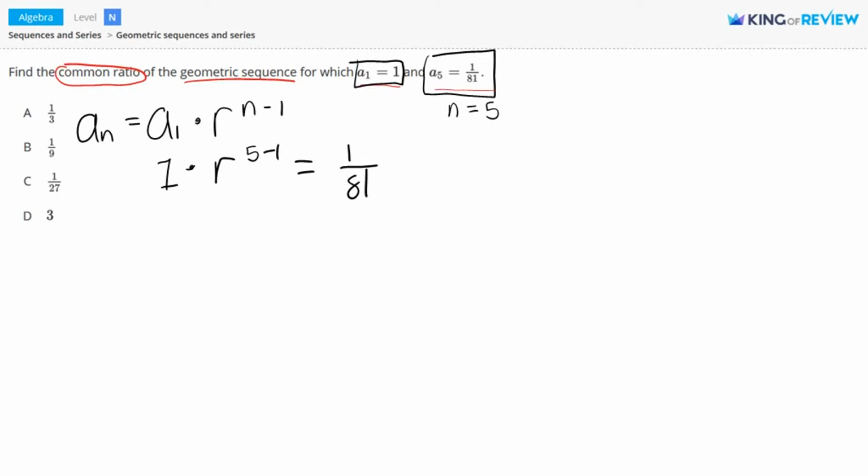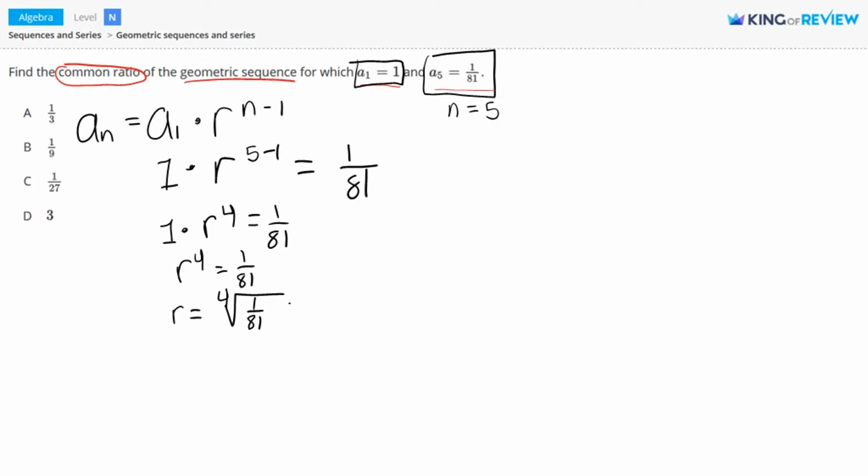So we have 1 times r to the 5 minus 1 power equals 1 over 81. This gives us 1 times r to the 4th equals 1 over 81. And when we simplify, we get r to the 4th power equals 1 over 81. So the next step here is to take the 4th root of both sides of the equation. So we have r equals the 4th root of 1 over 81.